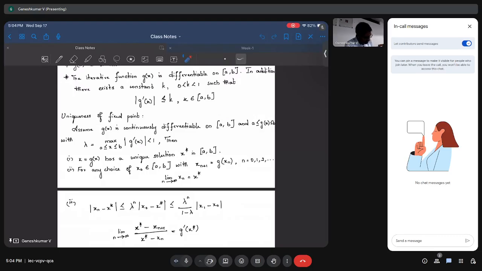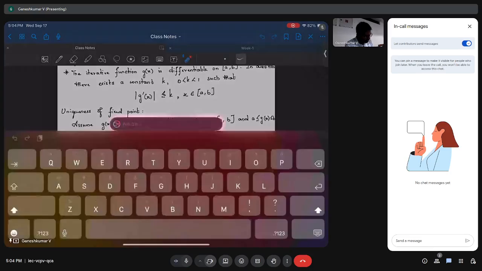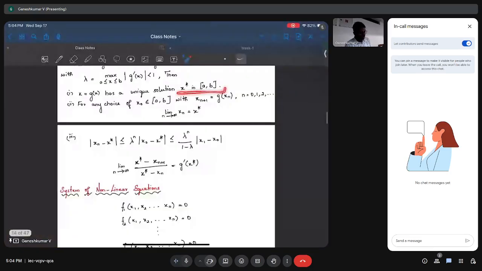So now, assuming g of x is continuously differentiable, we can have lambda to be like this, and x equal to g of x has a unique solution x star. And then, as I said, you first choose a g of x, and then you iterate it and get a fixed point for it, and that would be your root of f of x. Alright, so these are all nonlinear equations.